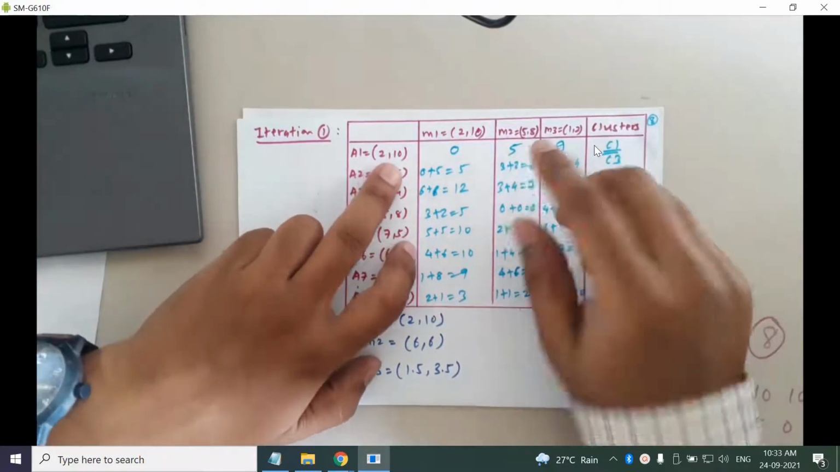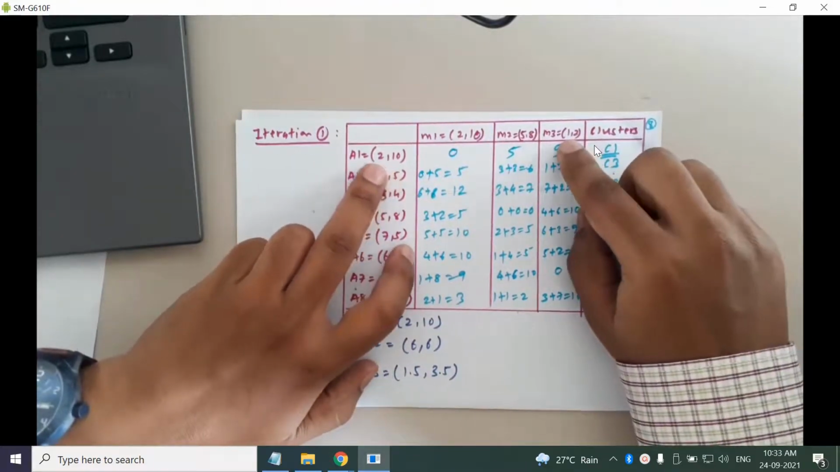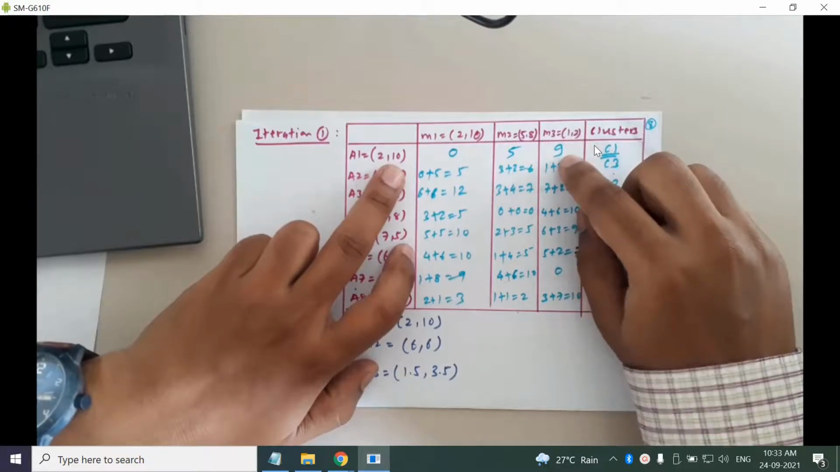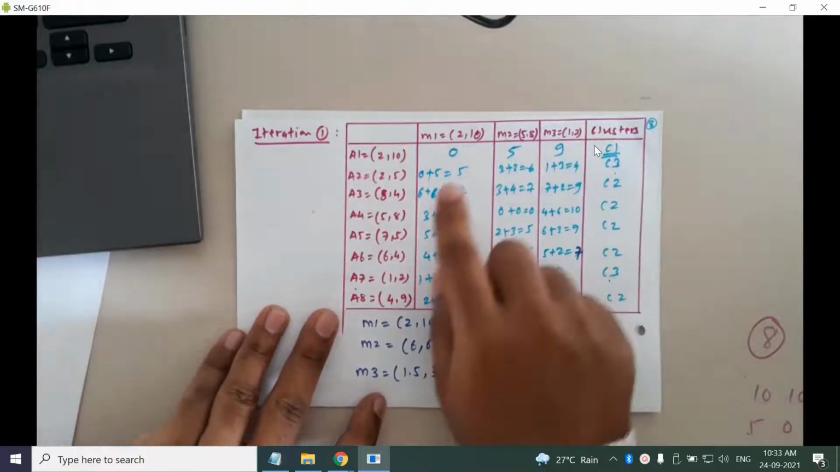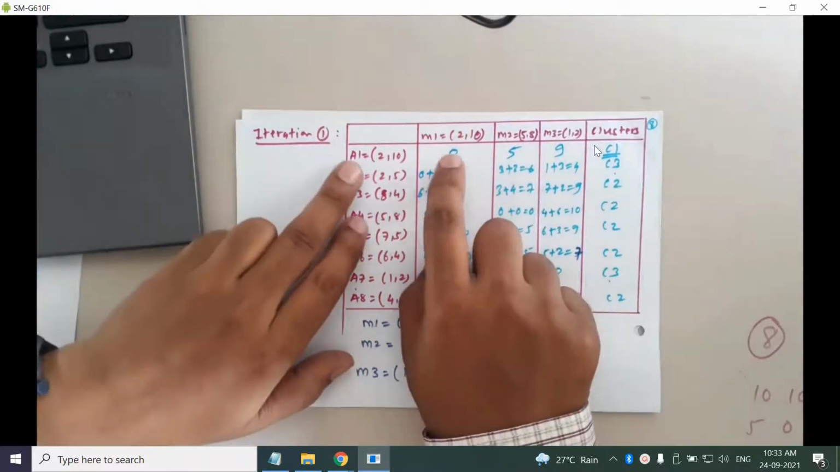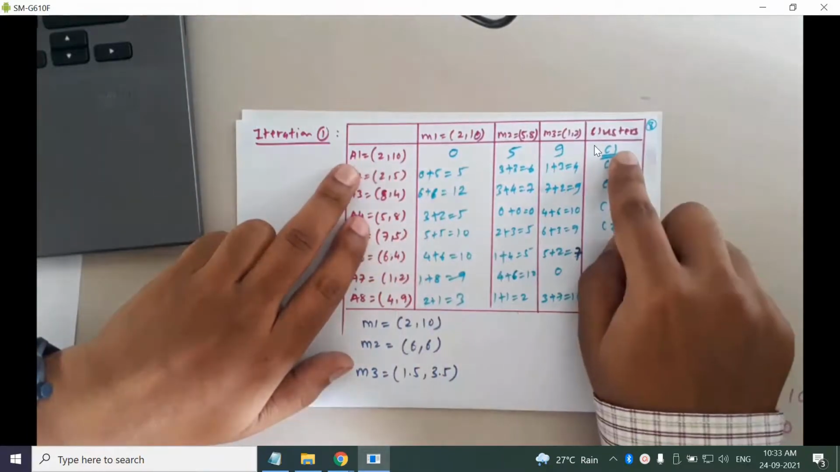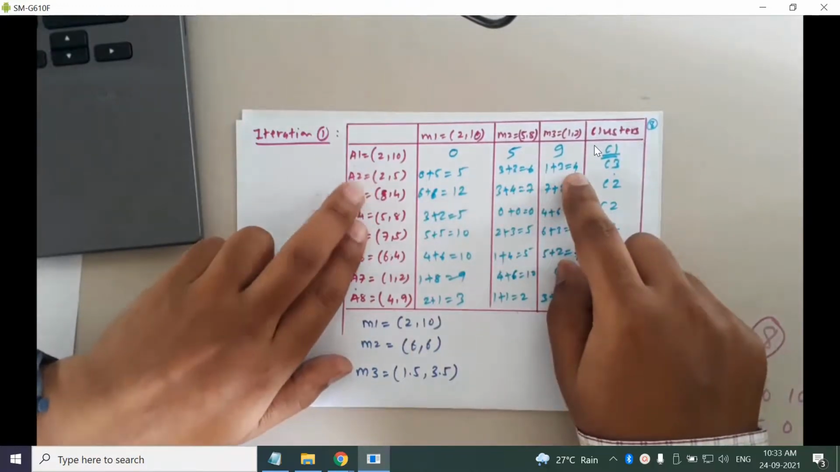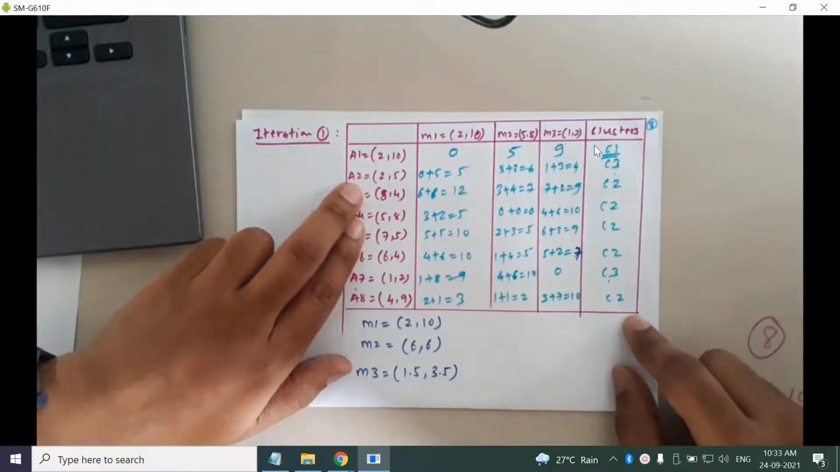And you have to take a mod, so you forget about the sign of the subtraction. 1 minus 2 that is 1, 2 minus 10 that is 8, 1 plus 8 is 9. You do this for all the data points. The least distance for this data point is for cluster 1. M1 is the centroid of cluster 1, right? So this A1 will belong to C1. Now here the least distance is 4, so A2 will be there in M3.